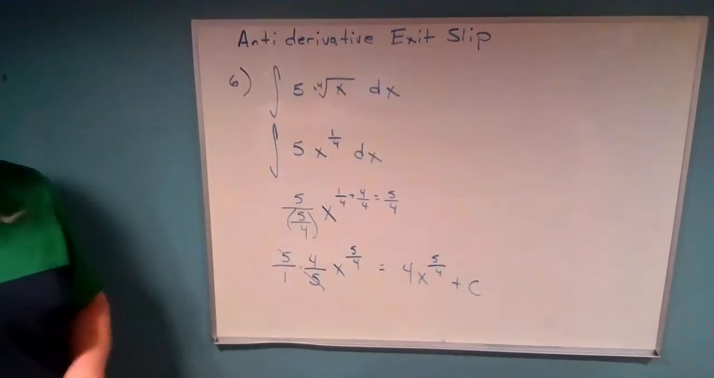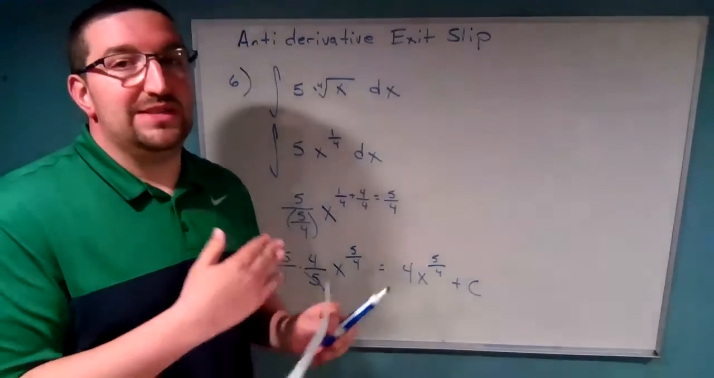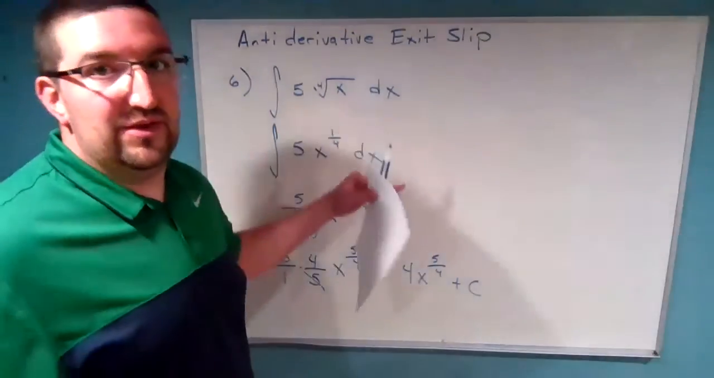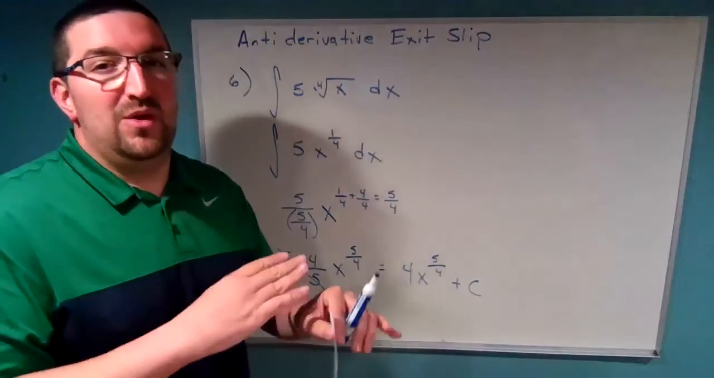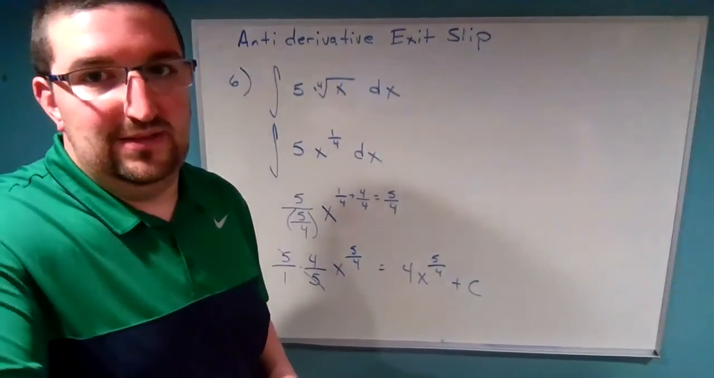All right, the last 2 problems I gave you are just the same rules, except we're going to have more terms in them. Obviously, the antiderivatives aren't always just a single term, we're going to have to apply these to a polynomial as well.